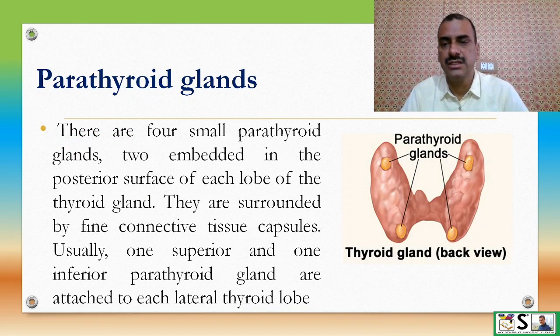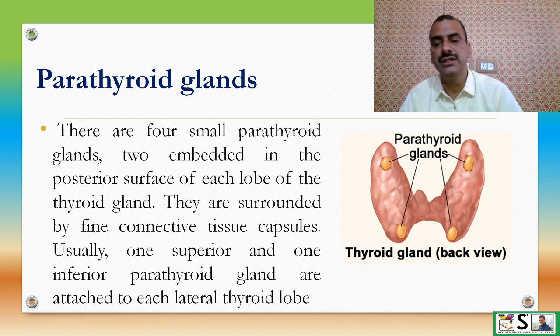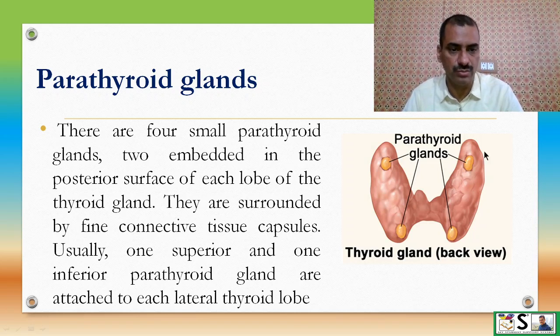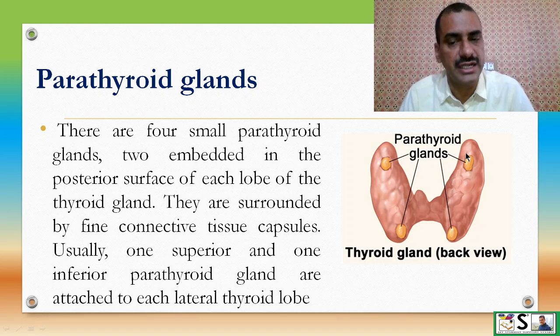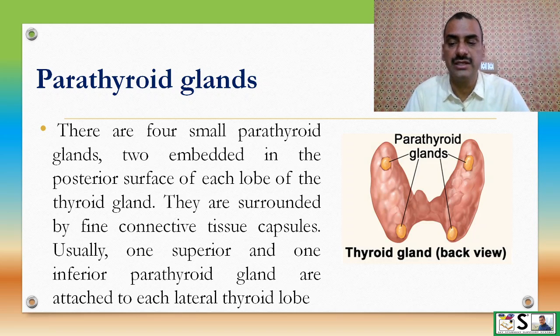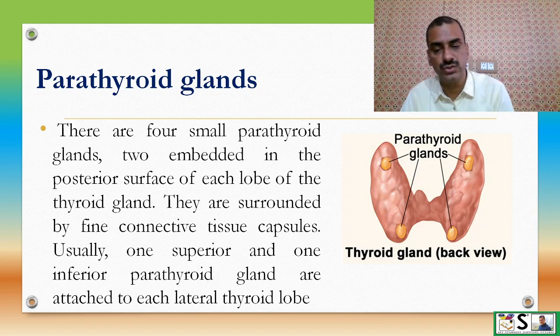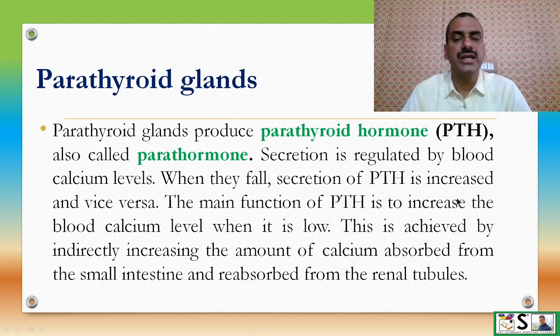Parathyroid glands. There are four small parathyroid glands, two embedded in the posterior surface of each lobe. So two in the right lobe and two in the left lobe. They are surrounded by a connective tissue capsule, and one superior and one inferior parathyroid gland are attached to each lobe. Parathyroid glands produce parathyroid hormone, that is PTH, also called parathormone.